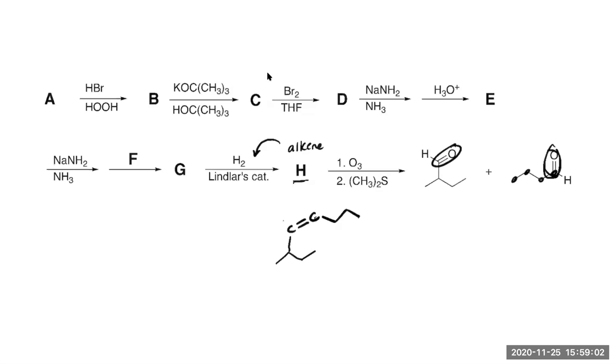So let's go ahead and draw that in. I fortuitously made it cis. It was accidental, but I got lucky. Okay, it's a cis alkene. So I got that cis alkene from treating something with H2 and Lindlar. So G has to be an alkyne, right?